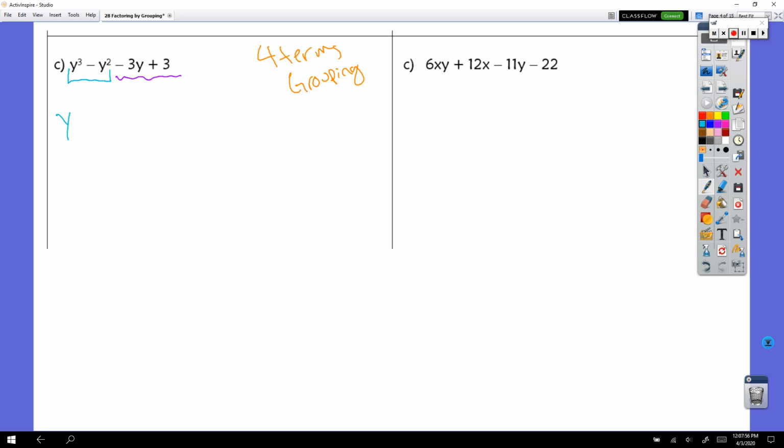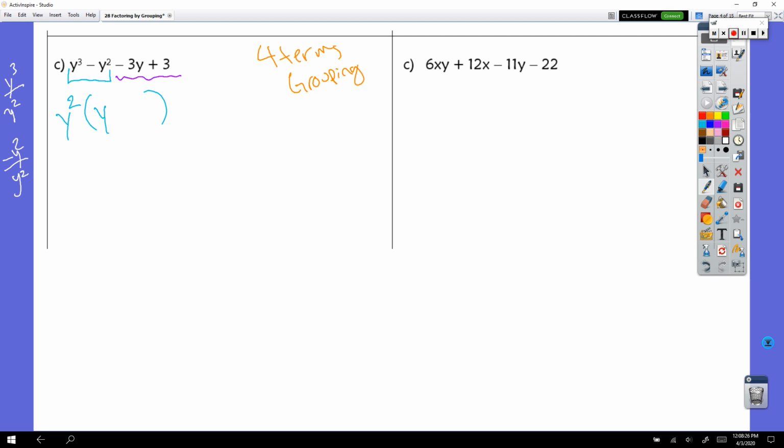From our first section, I'm noticing there for sure is a y that is in common between those 2 terms, and the smallest exponent is a 2. So my GCF for the first part is y squared. Now let's do the division and fill in. So I'm going to be thinking y cubed divided by y squared. When I do y cubed divided by y squared, I get y left over. In my second part, I'm going to be thinking negative y squared divided by y squared, the GCF.